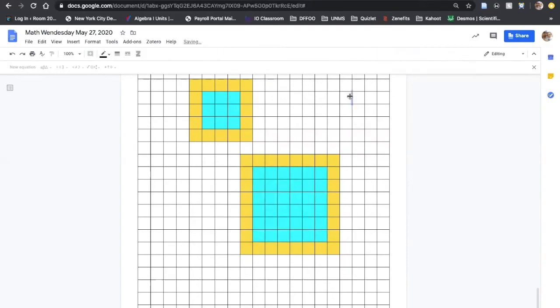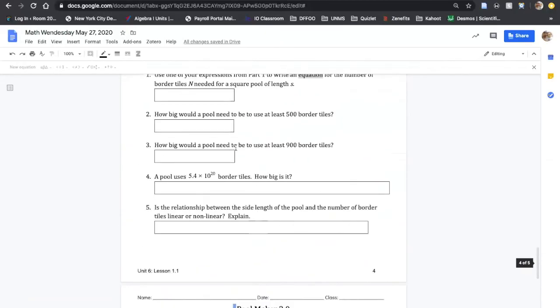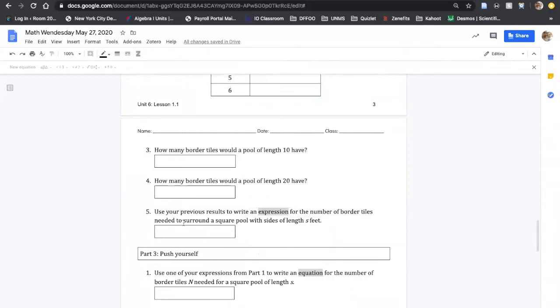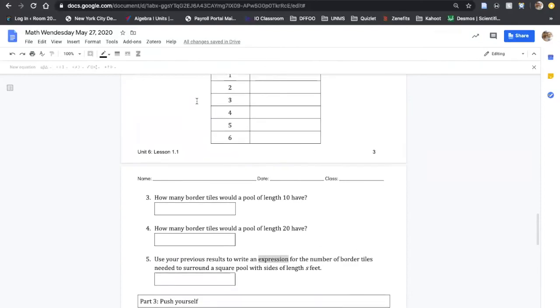Again, remember the length of the pool is defined as just counting up how long this side is, so you can count the squares. And then the border tiles, you're counting up how many you have on the outside. And the idea is to look for a pattern. So once you have that done, the next thing you're going to do is answer these couple of questions here. Based on what you saw, how many border tiles would a pool of length 10 have? You can try to draw it out, but ideally, what pattern do you notice in trying to count those up?